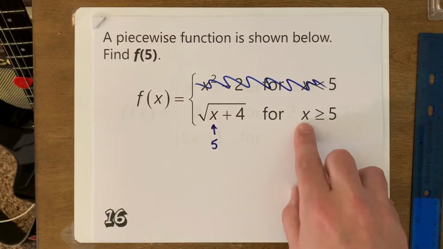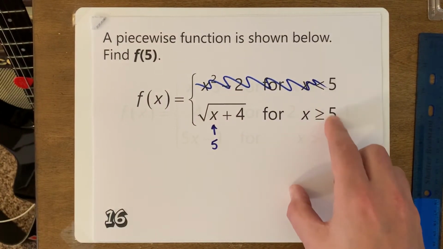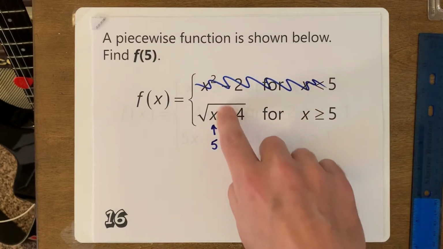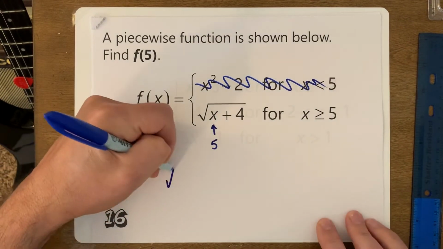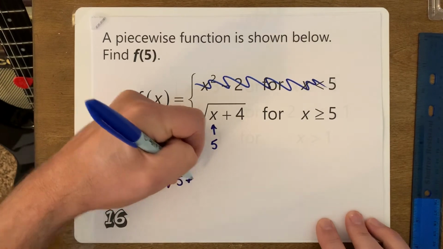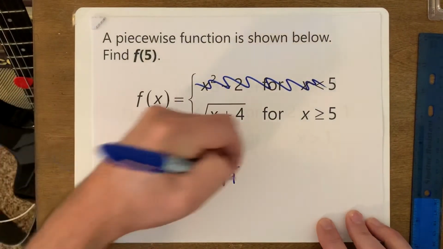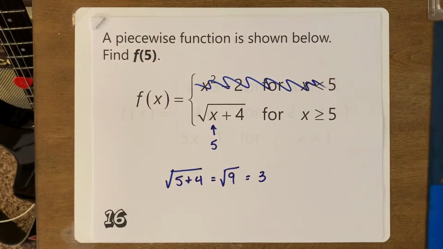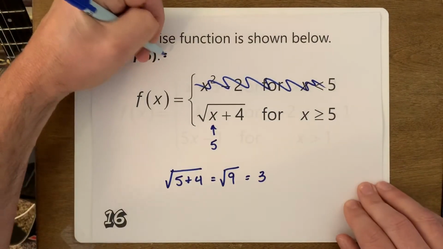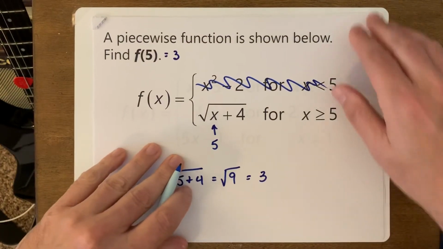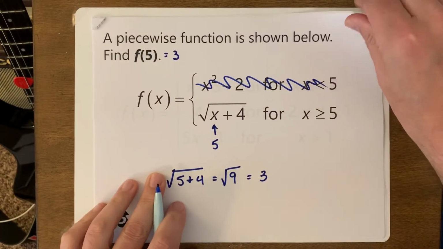We don't stick that 5 in here because nothing's going to happen. This just tells us which piece to use. This one's where we're going to plug it in. And so we want the square root of 5 plus 4, which happens to be the square root of 9, and that is going to be 3. So f of 5 is equal to 3. Never plug it into both of them.